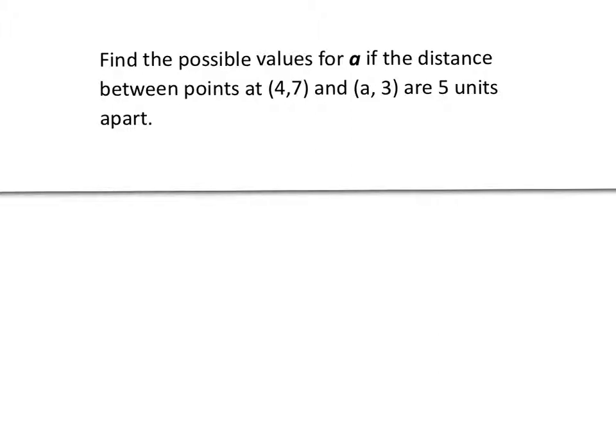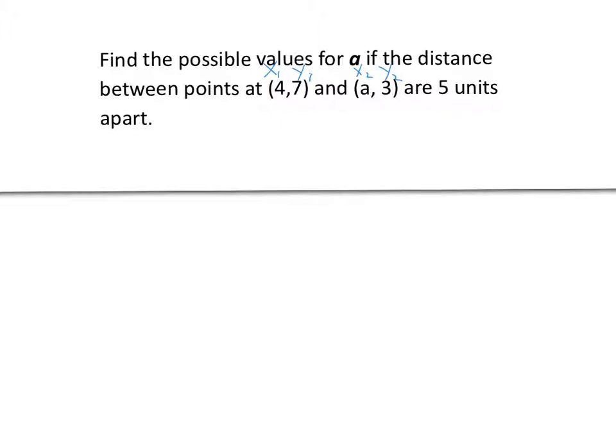Now we're given one of the points and half of the other, where we have to solve and figure out what could be 5 units away from the given point (4, 7). So I will call (4, 7) x1, y1. I'll call A x2 and 3 y2. Now I'm going to use the distance formula, but now I'll have different values to plug in, meaning a variable A instead of a number.